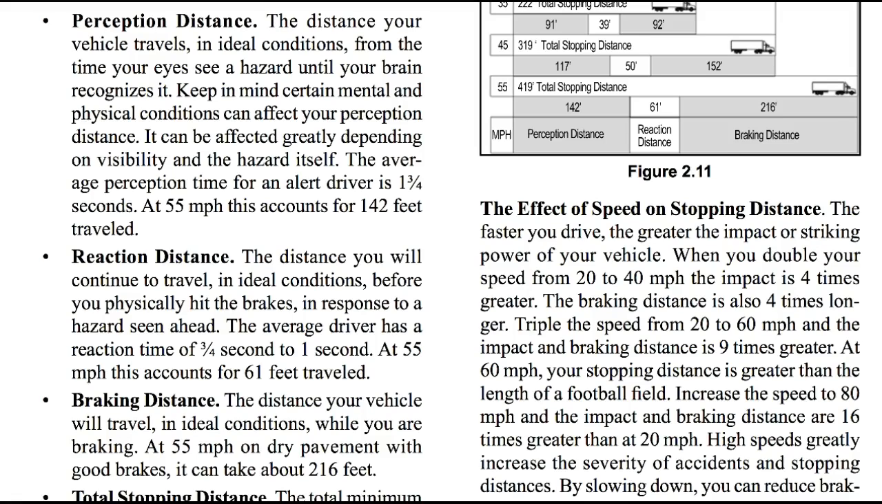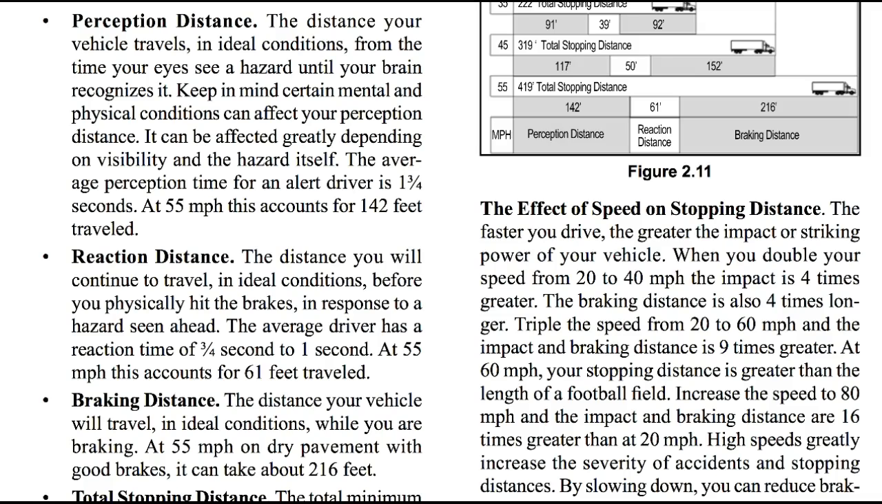Perception distance. The distance your vehicle travels in ideal conditions from the time your eyes see a hazard until your brain recognizes it. Keep in mind certain mental and physical conditions can affect your perception distance. It can be affected greatly depending on visibility and the hazard itself. The average perception time for an alert driver is 1 3/4 seconds, so almost 2 seconds. So at 55 miles per hour, this accounts for 142 feet traveled.